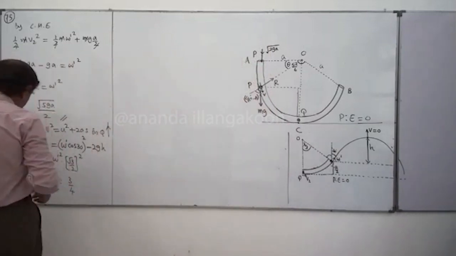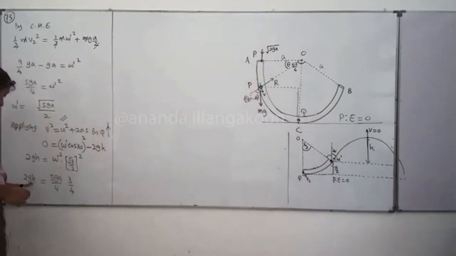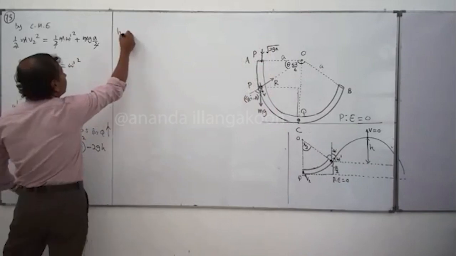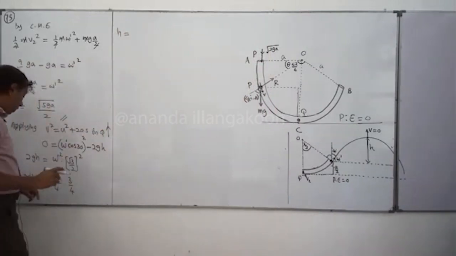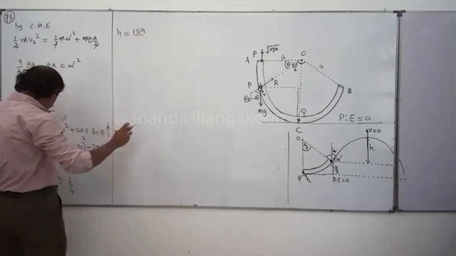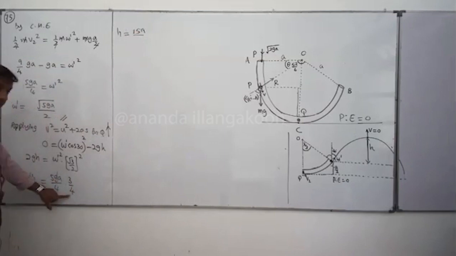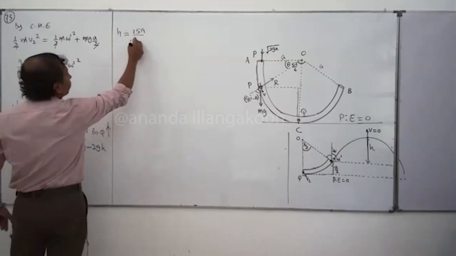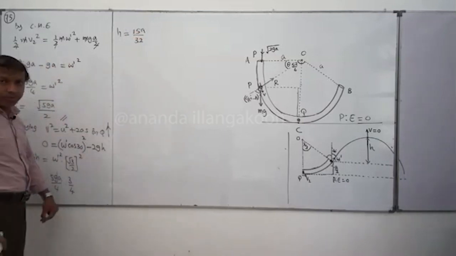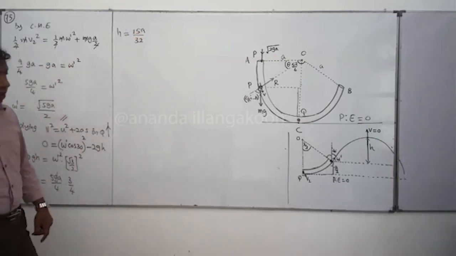Then we can simplify this. This g and this g you can cancel down. Then we get h equals 15a divided by 2 that we bring here, 16 into 2 is 32. h is this. That is this height.